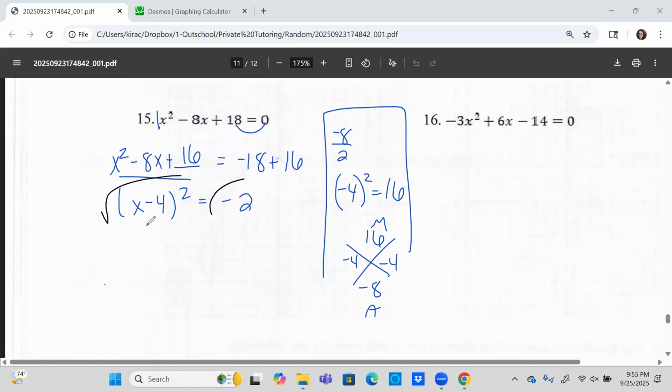Take the root, take the root. So that's x minus 4 equals i root 2. Don't forget your plus minus. Move this over. X is 4 plus or minus i root 2. Answer.